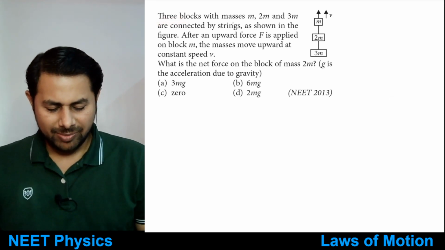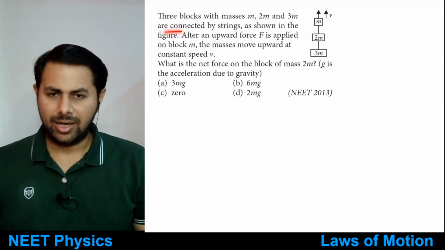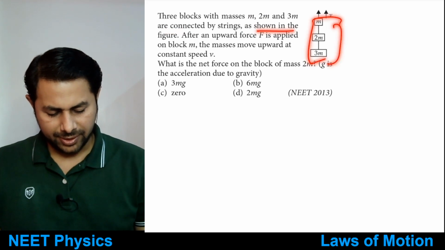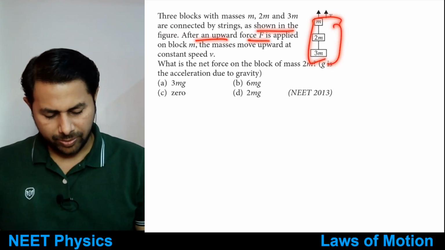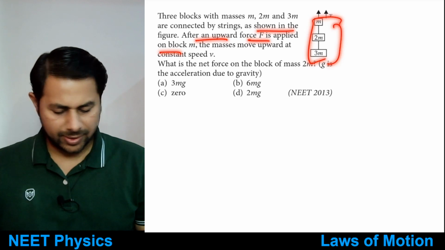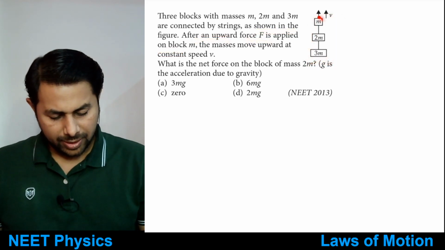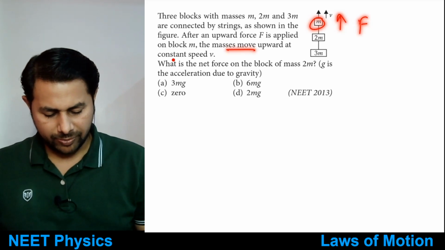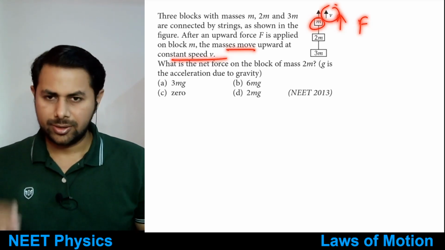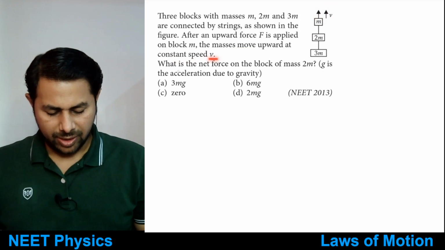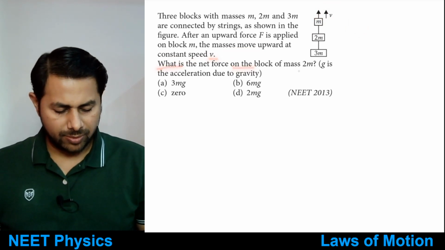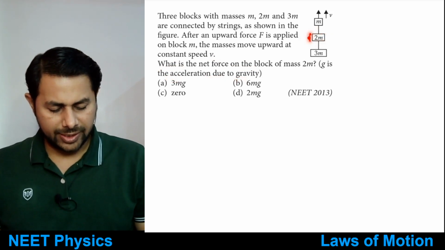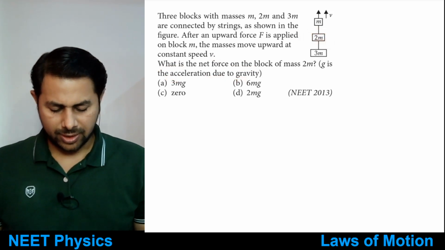Three blocks with masses m, 2m and 3m are connected by strings as shown in the figure. So like this. After an upward force F is applied on block of mass m, the masses move upward with constant speed v. What is the net force on the block of mass 2m? g is the acceleration due to gravity. What is the net force on this one? Tell me.